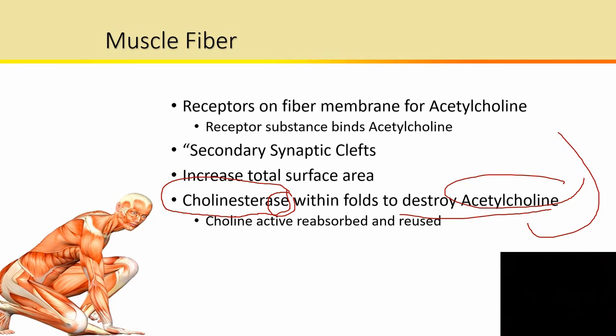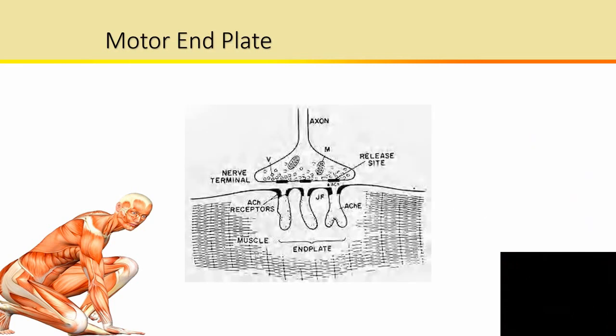So the choline is actively resorbed and reused back in that axon terminal. The acetyl-CoA comes from another area, but the choline from the acetylcholine gets reused again. Okay, and this is what we're talking about.